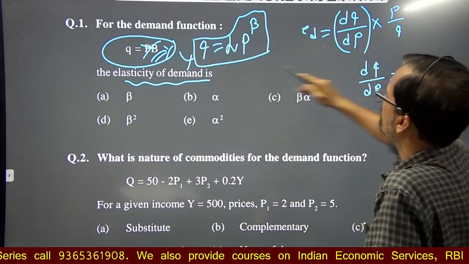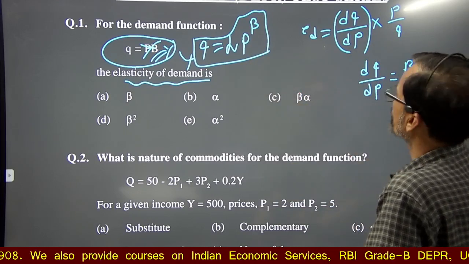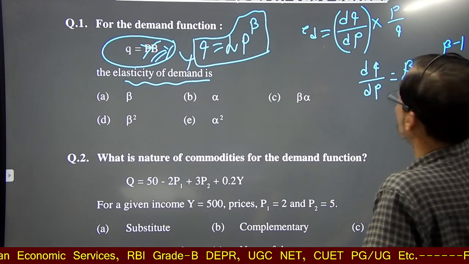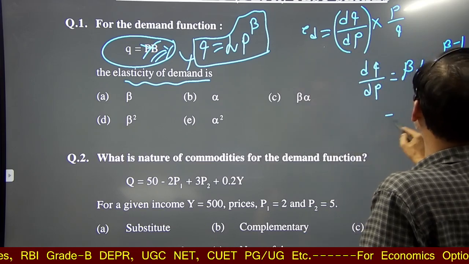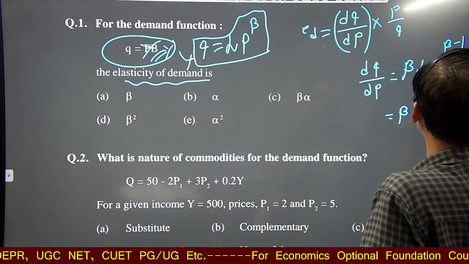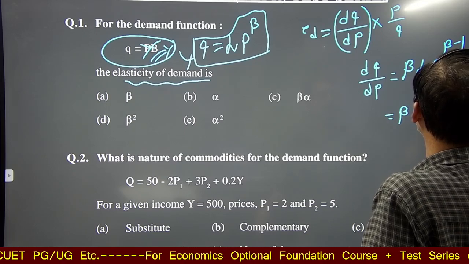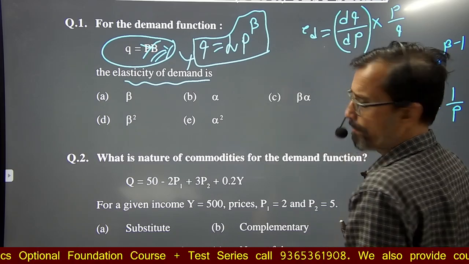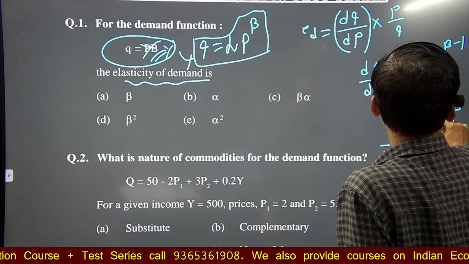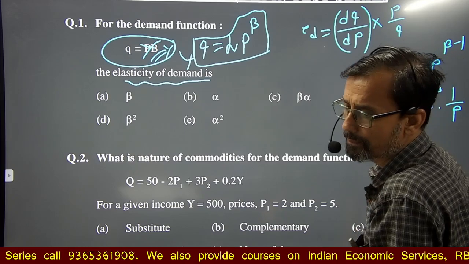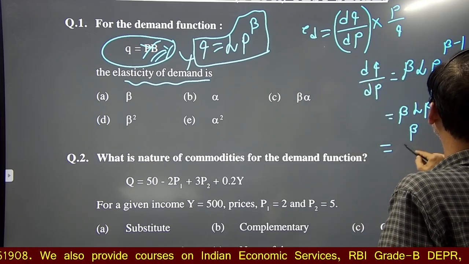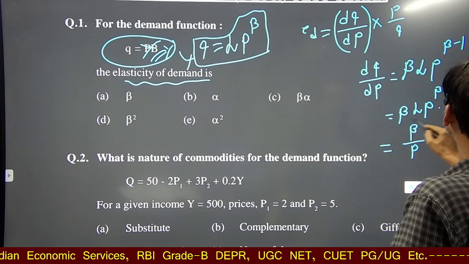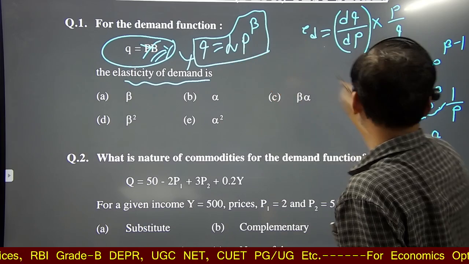So here beta will come: beta, alpha, P to the power beta minus 1. Or we can write this as beta, alpha, P to the power beta into 1 by P, or alpha, beta, P to the power beta, that is Q, into 1 by P. That is beta by P and Q. We can write this as equal to the quantity alpha, beta, P.